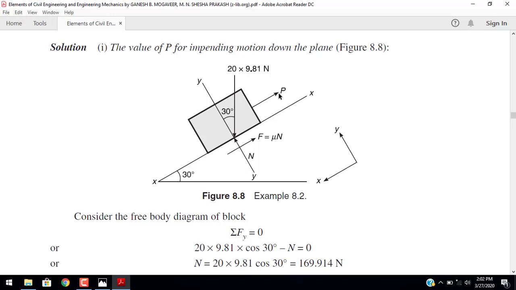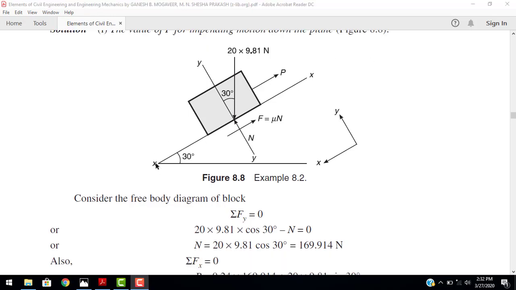As P is acting in the upward direction and the block is tending to move in the downward direction, the frictional force will act in the direction opposite to the movement of the block. So how is it moving? It is moving in the downward direction, so the frictional force will be in the opposite direction. And this is the normal reaction, as the block is in contact with the inclined plane. In this figure, the inclined plane has been considered as the x-axis and the line perpendicular to it as the y-axis.